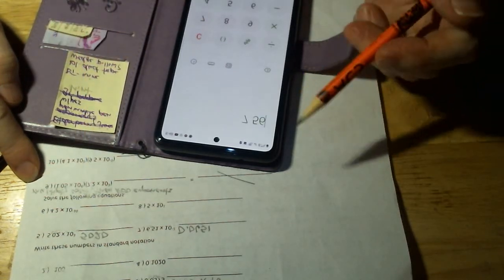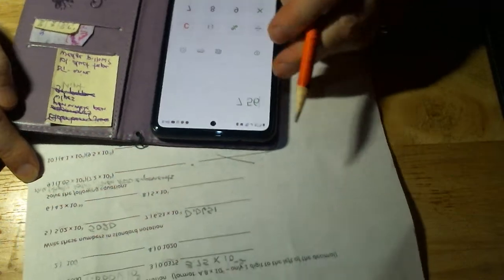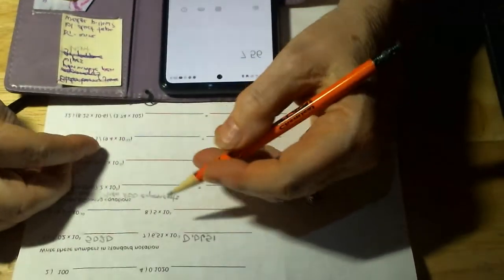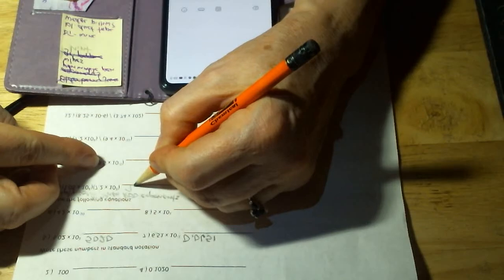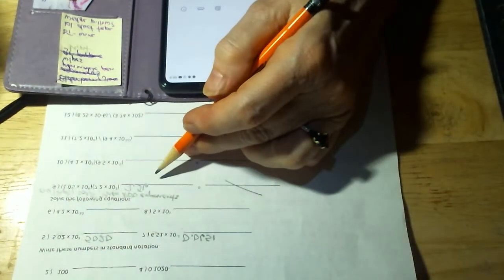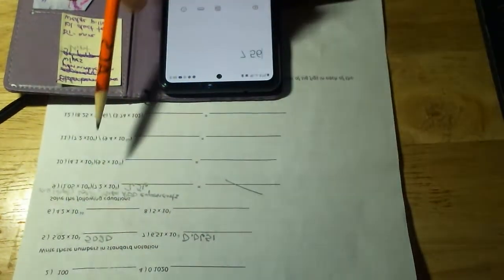Okay. And when you do that, you get 7.56. So we're going to write that number here in the space. I should have left a little bit more space. 7.56. Okay. Now, are we done? No, because all we did was the coefficient part. We did the 2 coefficients.